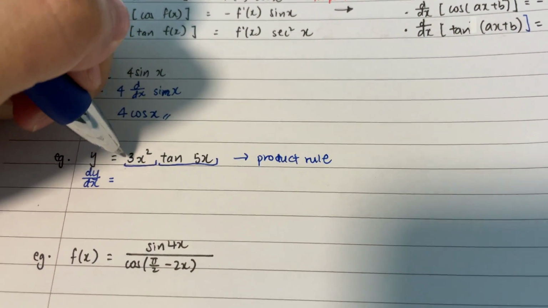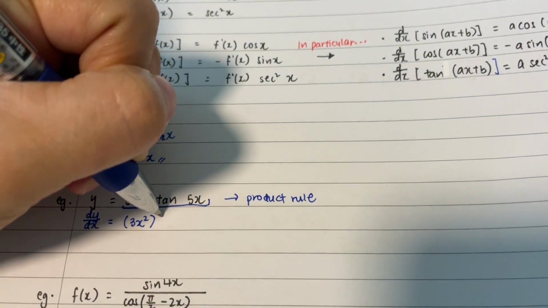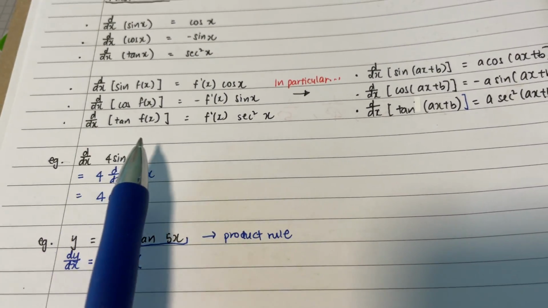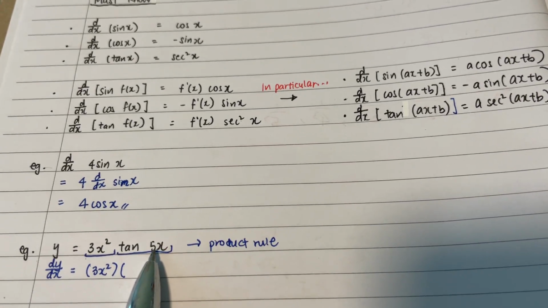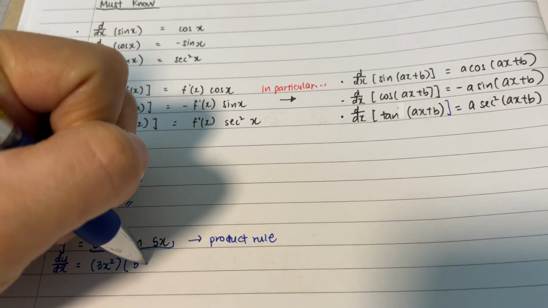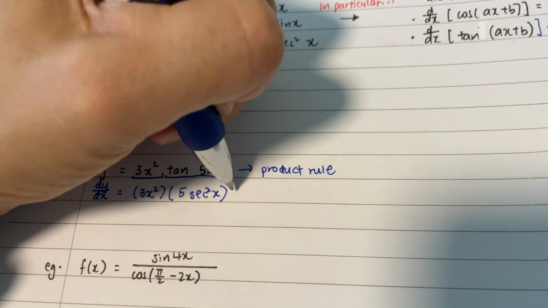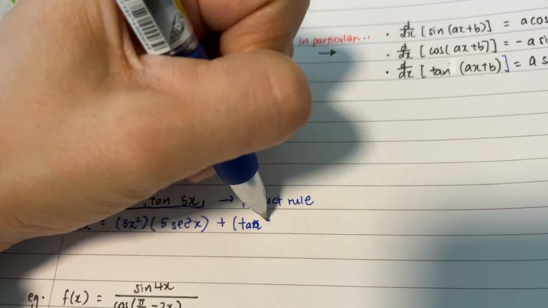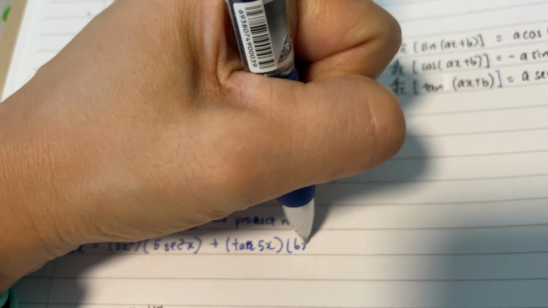So the product rule states that you have the first part, you leave your 3x squared as it is, and differentiate tangent 5x. So if you were to differentiate tangent 5x, you will have to consider this, right? What is f prime x? F prime x is actually the differential of 5x, which gives you 5. So 5 and then secant square 5x. Okay, so this is the first portion. And the second portion of the product rule, plus, we leave tangent 5x as it is, and we continue to differentiate 3x squared, which gives you 6x.